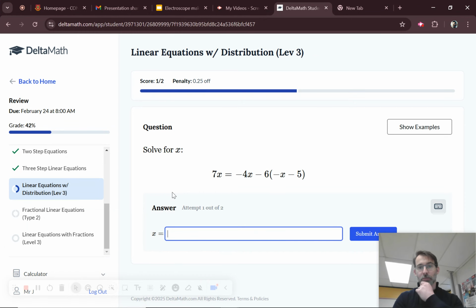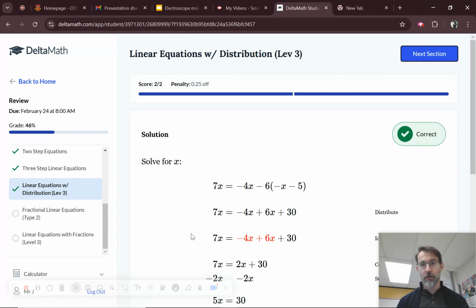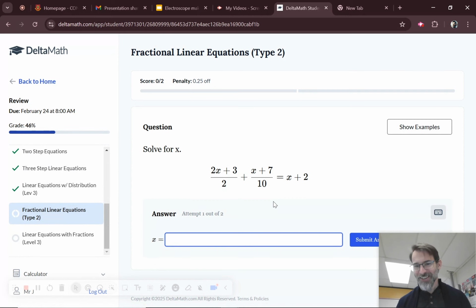Okay, cool. Let's do another one here of this one. See if I can do this level in my head. 6. It's just more common that Delta Math will give you an integer as your answer.